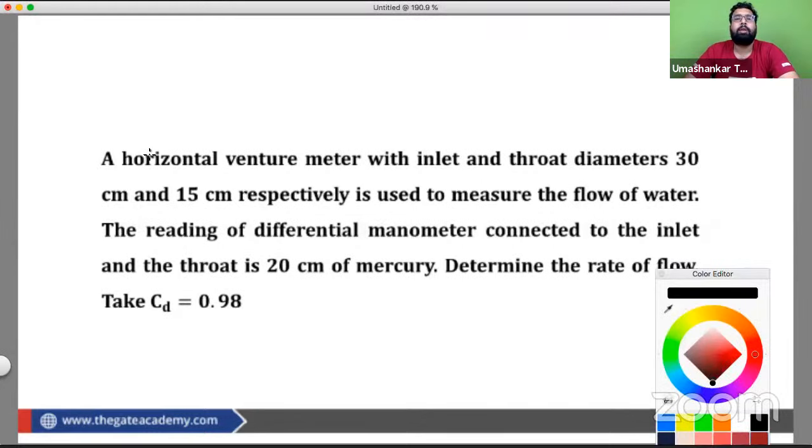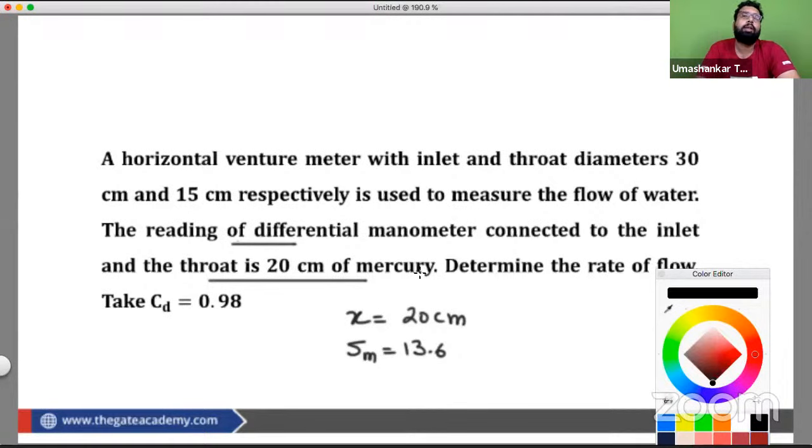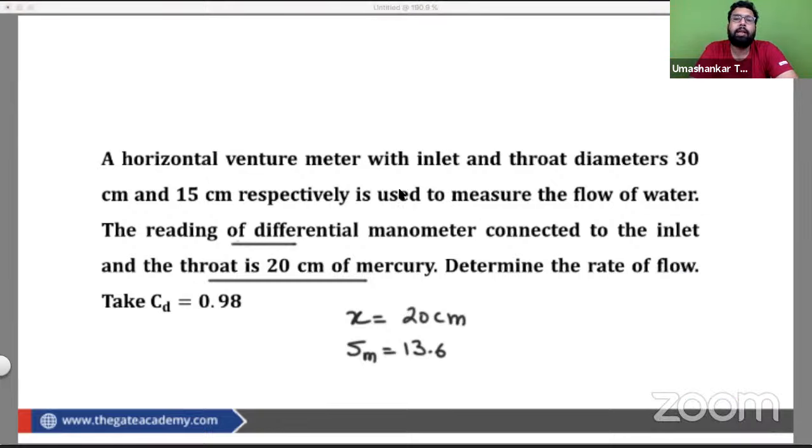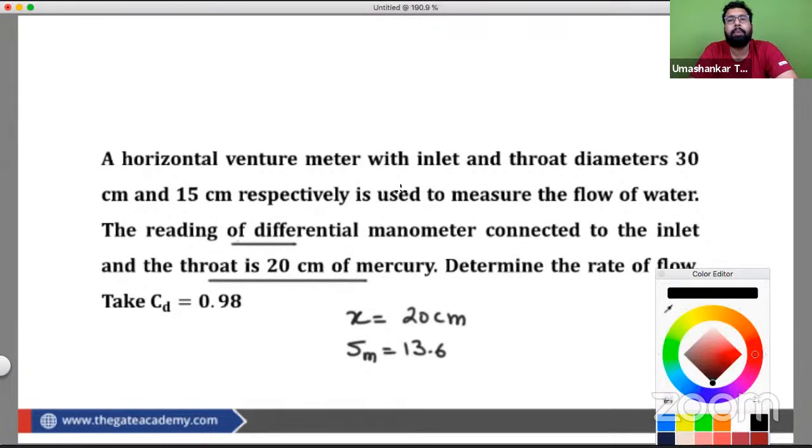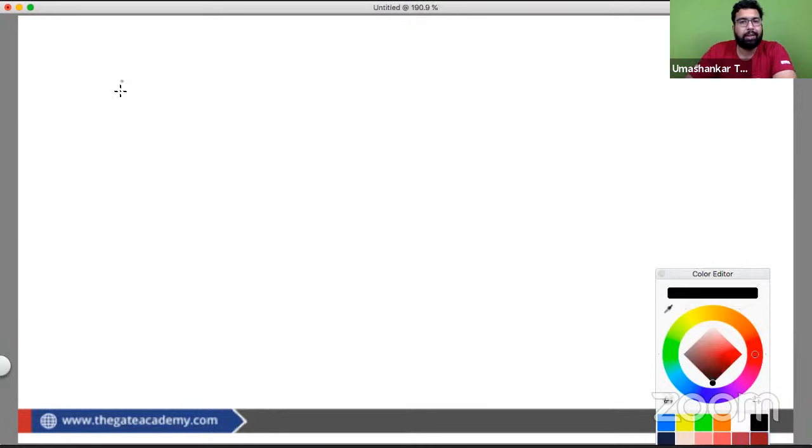So how can we solve it, beta? We have a horizontal Venturi meter with inlet and throat diameters of 30 centimeter and 12 centimeter used to measure the flow of water. The reading of the differential manometer connected to the throat is 20 centimeter of mercury. So what is this X? It is 20 centimeter, and SM is 13.6. These two pieces of information are given. Whenever we have mercury, if nothing is given, we consider the specific gravity to be 13.6. So what is the rate of flow?